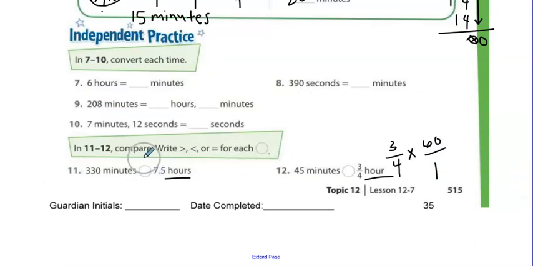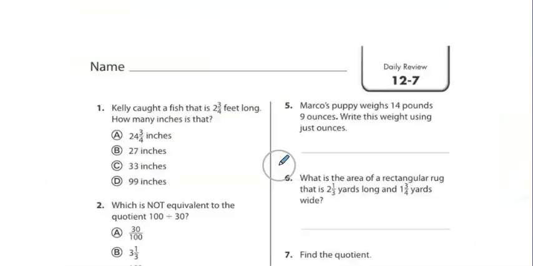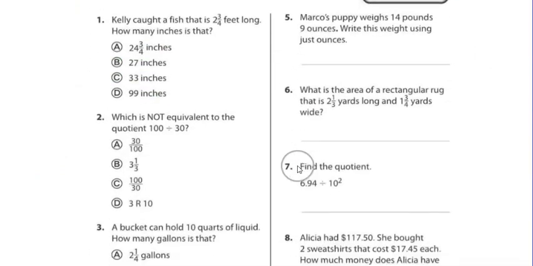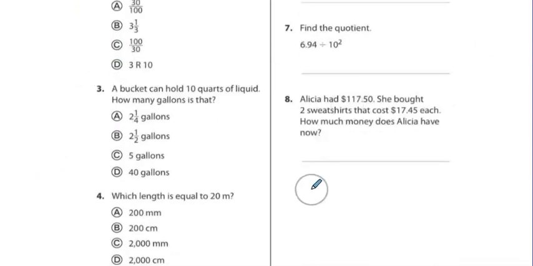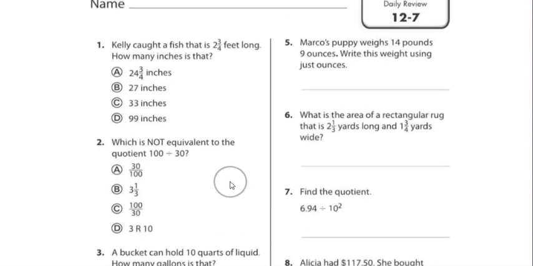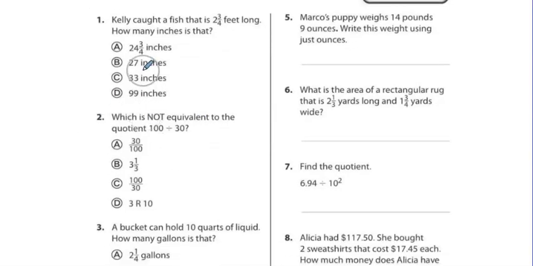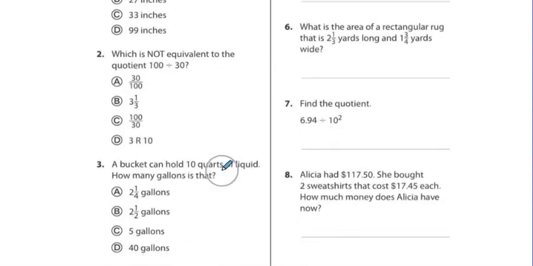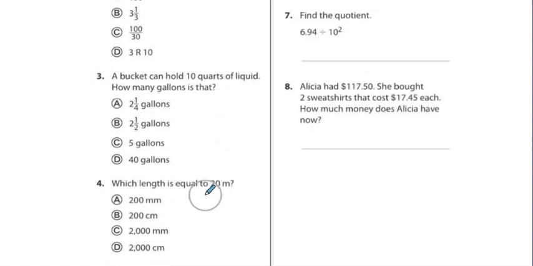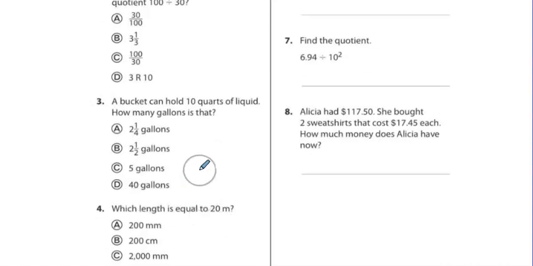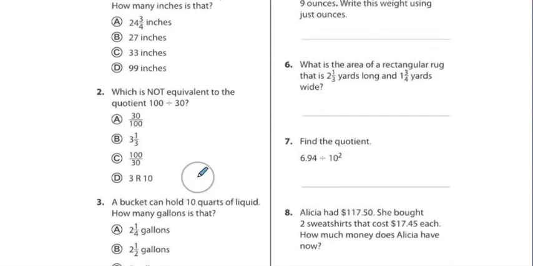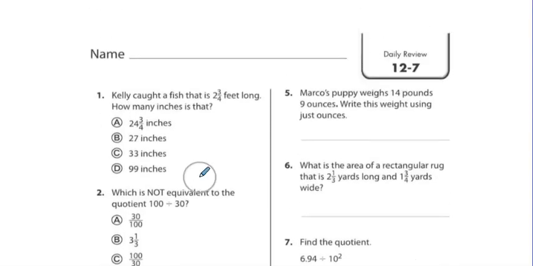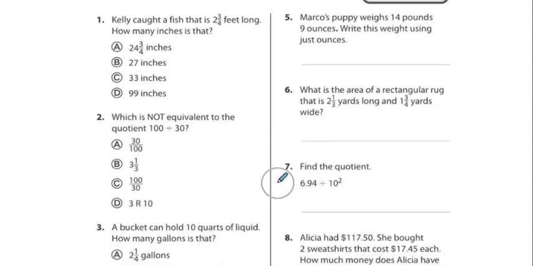So after you've completed your independent practice, head on over to your daily review for today. There are 8 questions. Again, these are all review questions. It's possible that there is a YouTube video that relates to most all of these different types of questions that you are doing. Always, if there's a question, feel free to reach out. You can also go on Pearson Realize and find information about different ways to complete these questions as well.